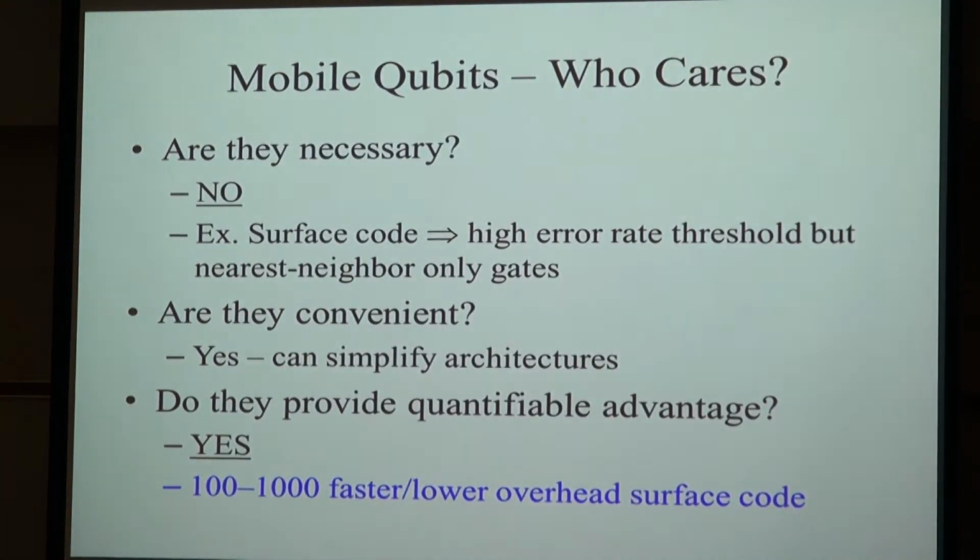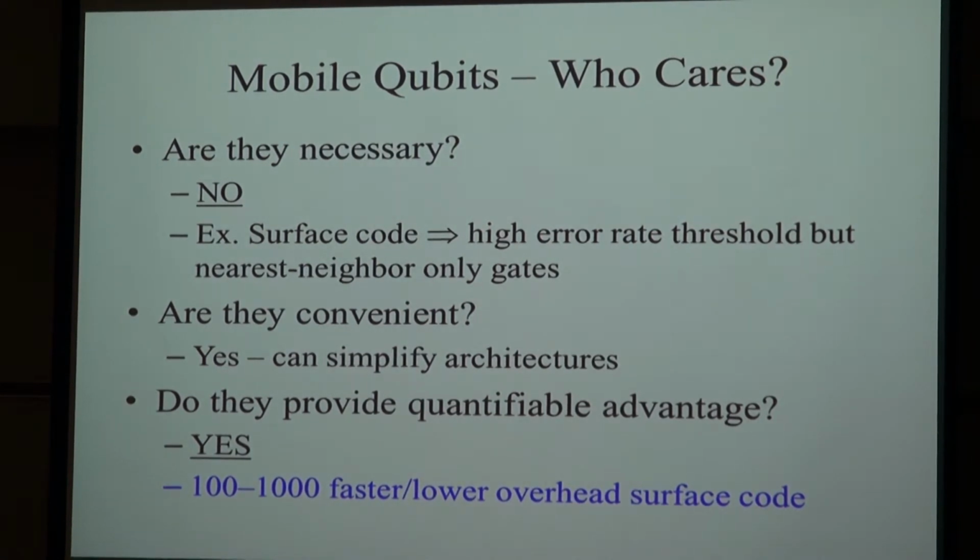So, mobile qubits: does anyone care? I'll argue yes. Are they necessary? The answer is no. In the quantum information community, people like to do surface codes. These have a high error rate threshold, and you only need nearest neighbor gates. So it's not absolutely necessary to have mobile qubits.